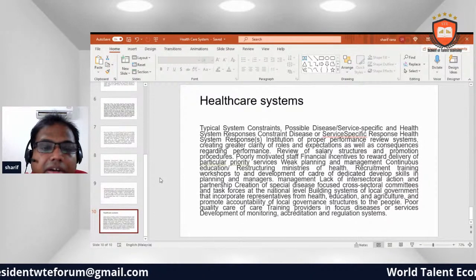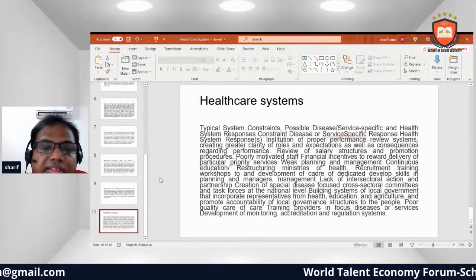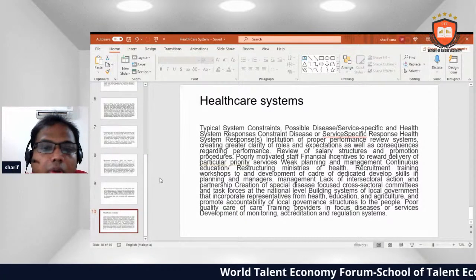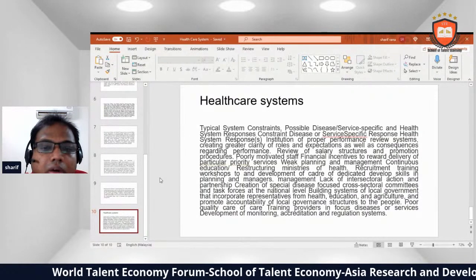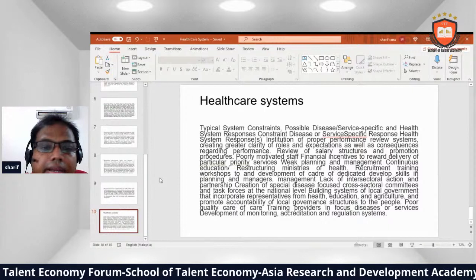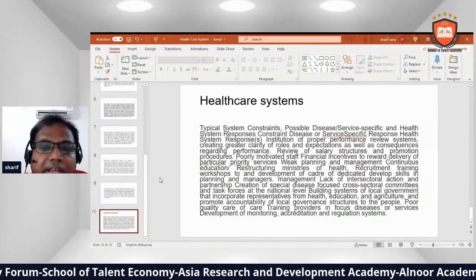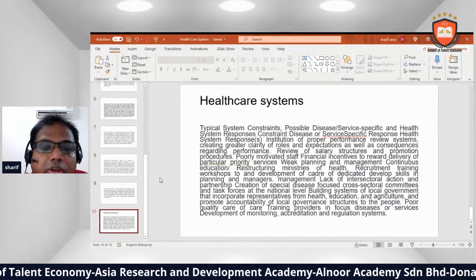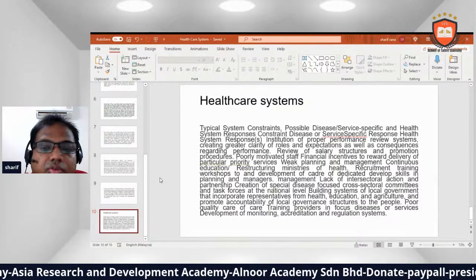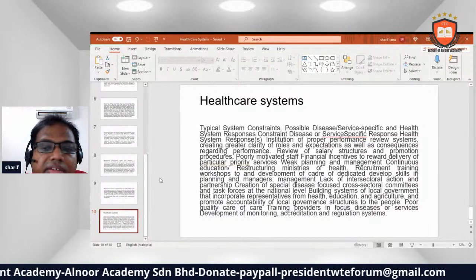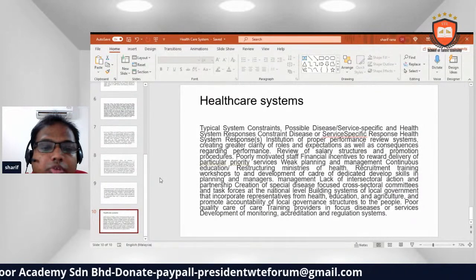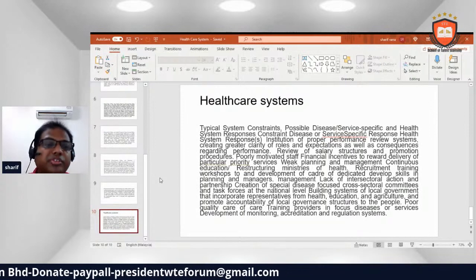For lack of intersectoral actions and partnerships: creation of special disease-focused cross-sector committees and task forces at the national level, building systems of local government that incorporate representatives from health, education, and agriculture, and promoting accountability of local government structures to the people. For poor quality care: training provided in focus diseases or services, and development of monitoring, accreditation, and regulation systems.